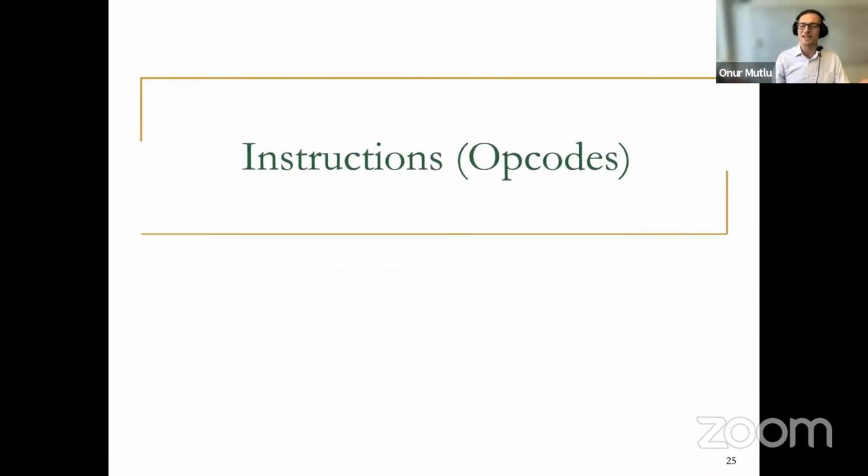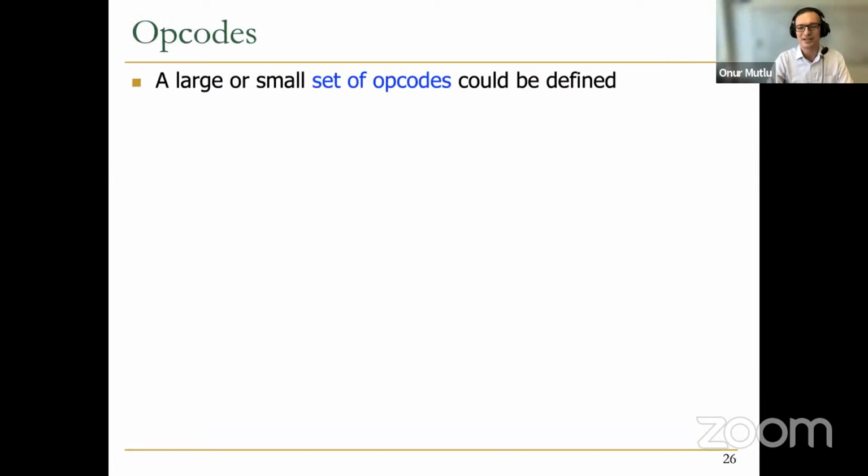These are another way of saying instructions, but opcode is a specific part of an instruction that specifies what the instruction does, right? We talked about opcodes and operands. Opcode is what the instruction does. Operand is who the instruction does it to, essentially. So let's talk about opcodes.